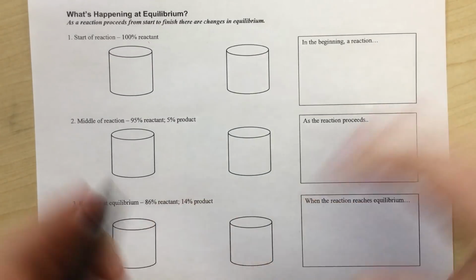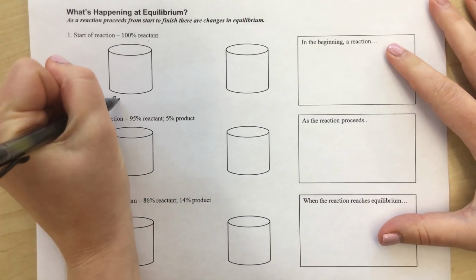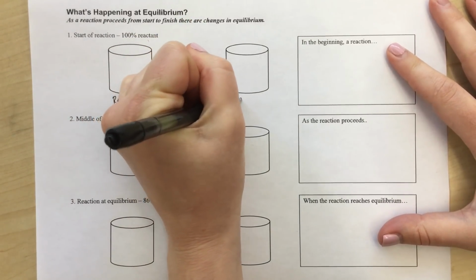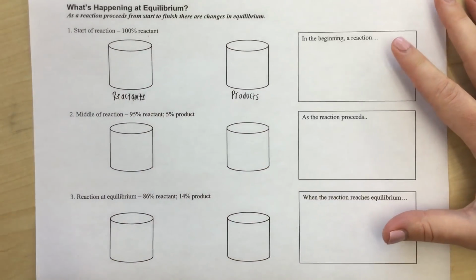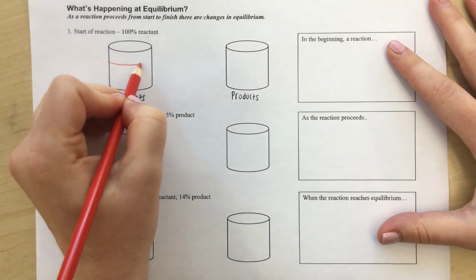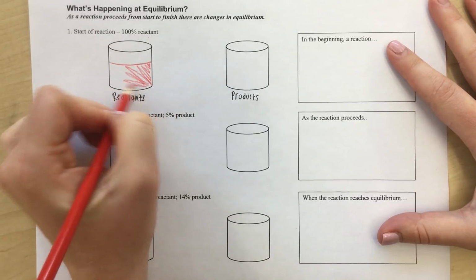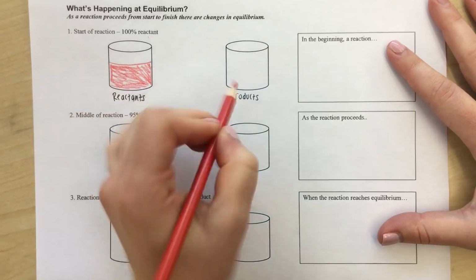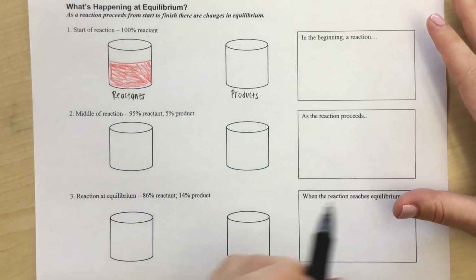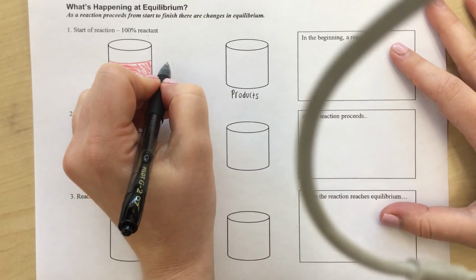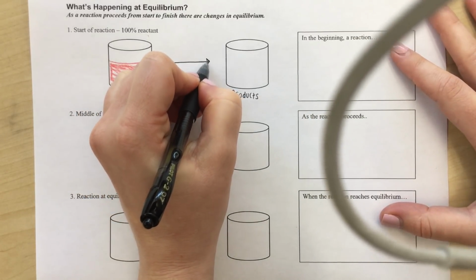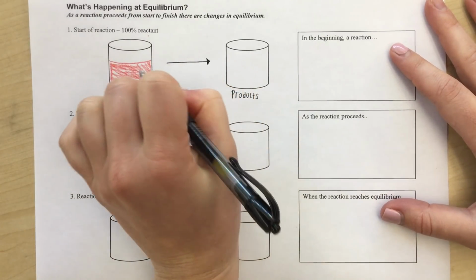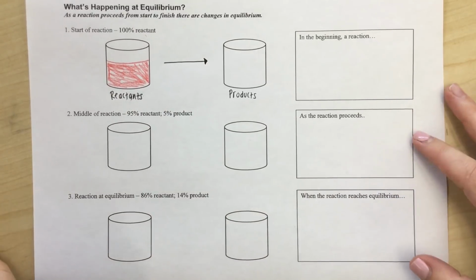So let's first label. We'll put our reactants on the left side and our products on the right. And I'll color in. So we have 100% reactants. So I'm gonna draw this red as we saw in the demo. And there's nothing in the product side. And that means that this reaction is a single direction reaction. Only goes in the forward direction. I'll call products to reactants forward, and products back to reactants, that is the reverse reaction.